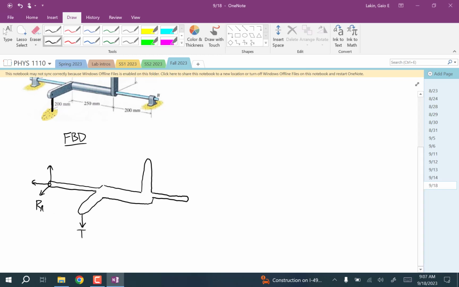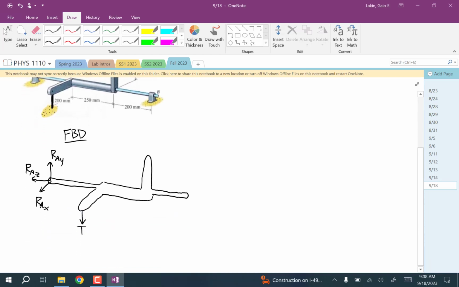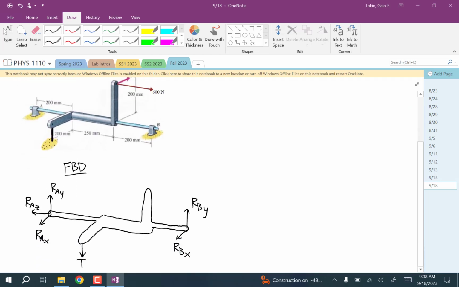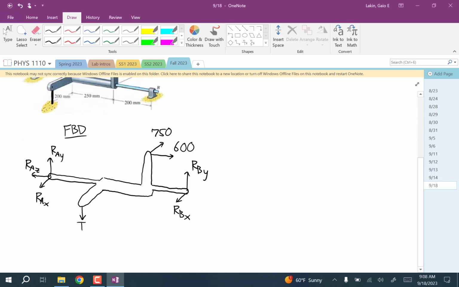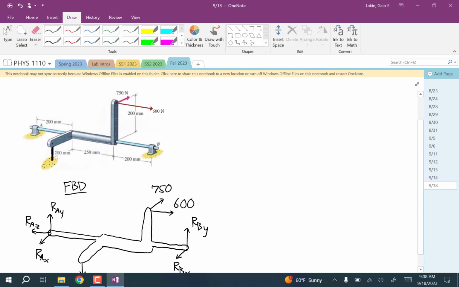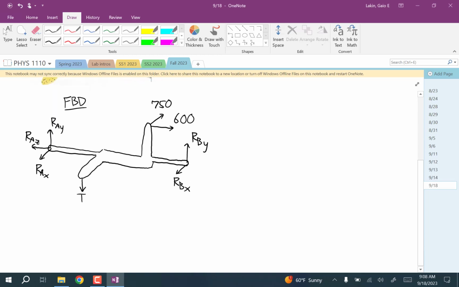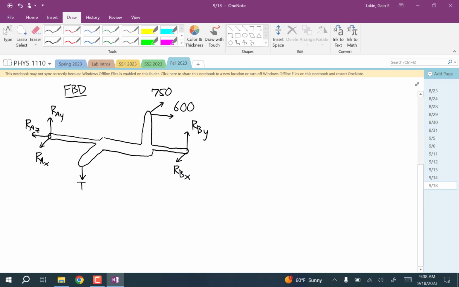I'll call this RAX, RAY, RAZ. Over here, you just have RBX and RBY. And then 600 and 750. One, two, three, four, five. 1, 2, 3, 4, 5. Okay, so that should be it.